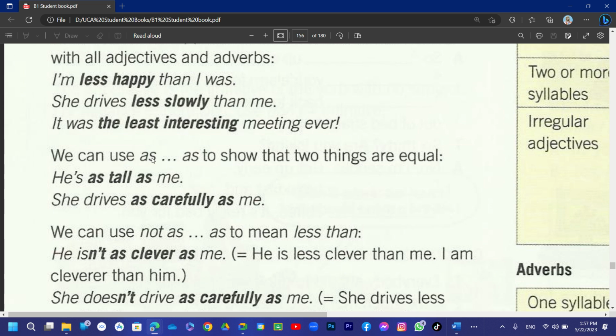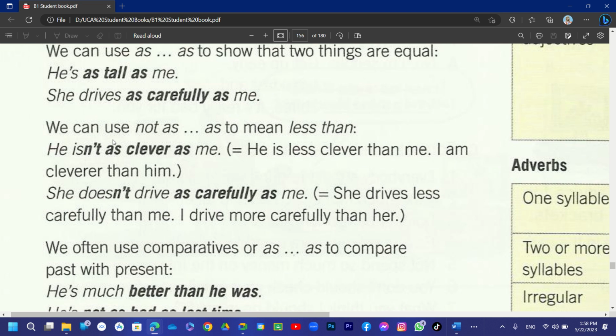Another one is like we can use as blank as, or in the blank you can put an adverb, you can put an adjective as well, for example. But what does it mean? As plus adjective or as plus adverb plus as is used to show that two things are equal. For example, he's as tall as me, or she drives as carefully as me. Tall, adjective, carefully is adverb.